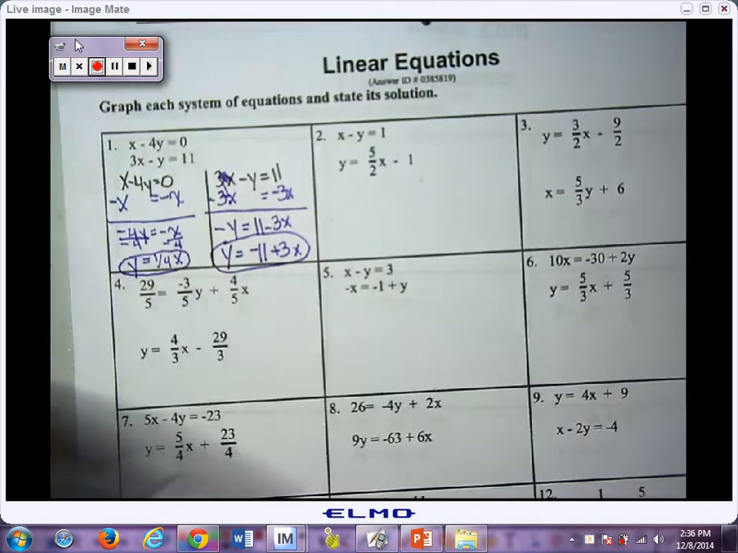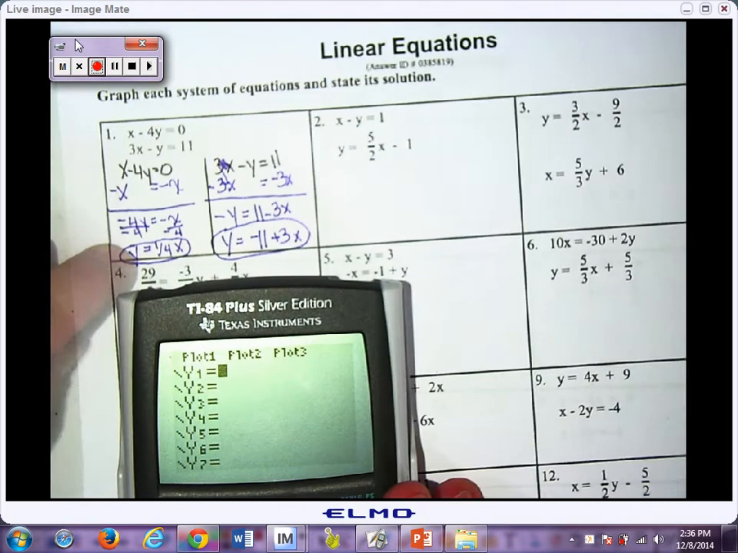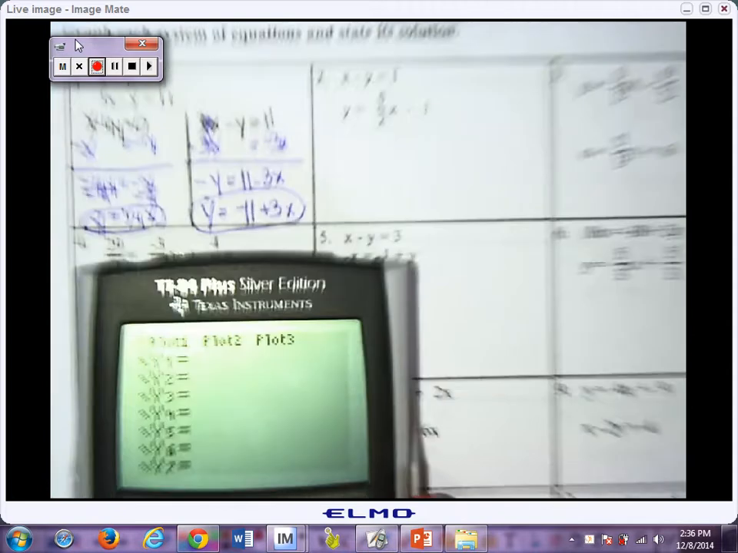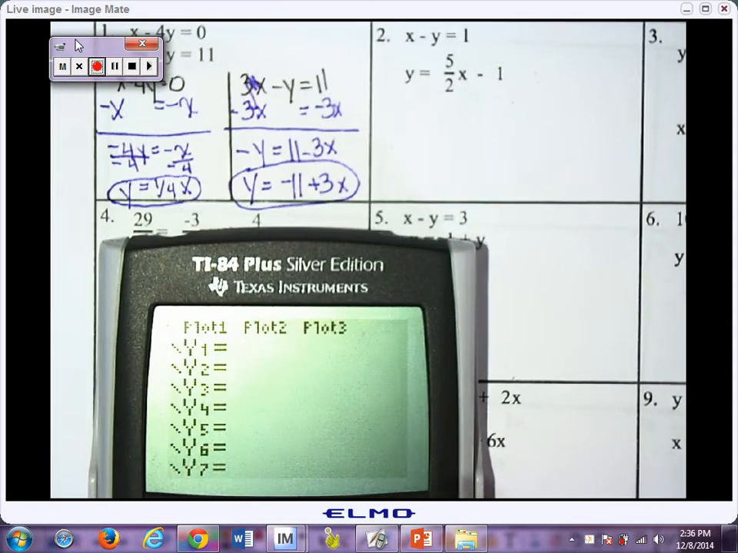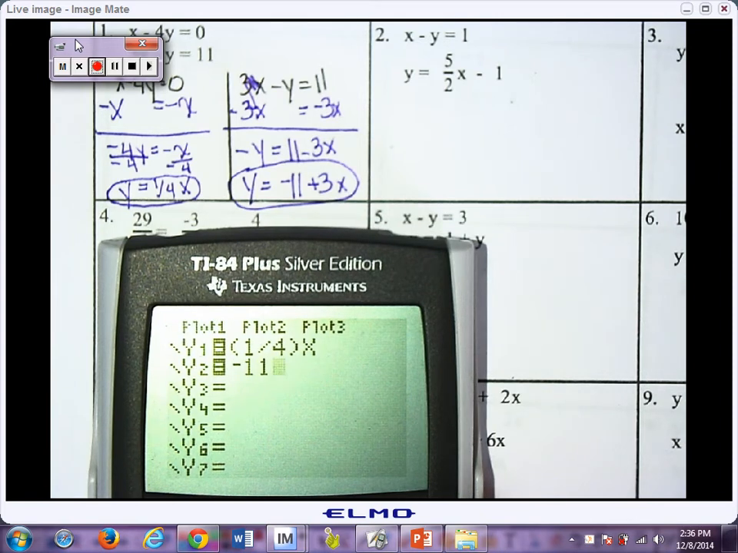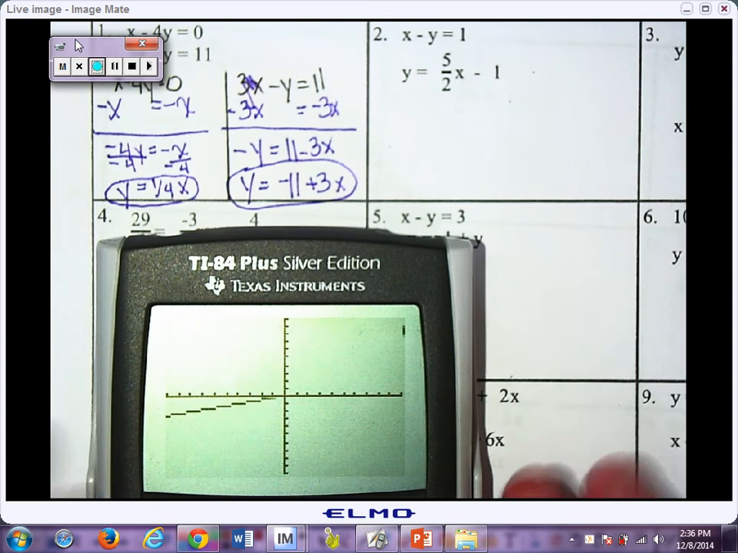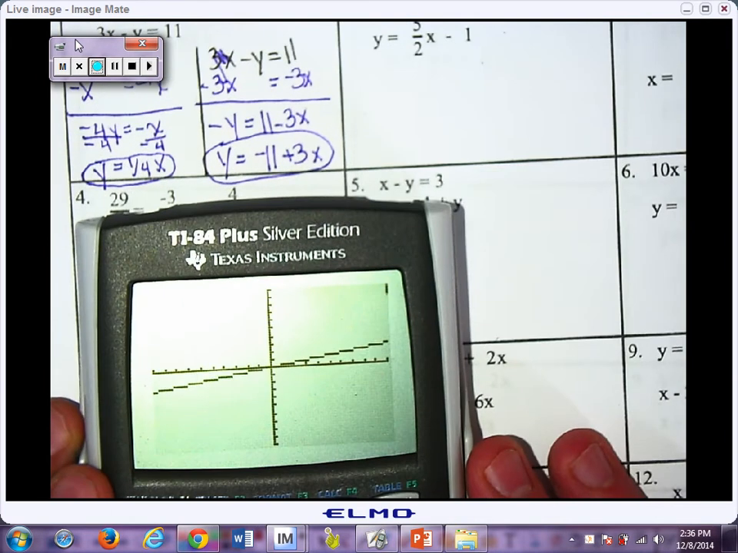I'm going to go ahead and enter those into my calculator. On my first line, I'm going to enter 1/4 x. In order to do that, I have to enter 1/4 as a fraction, so it'll be 1 divided by 4, and then x. Next, my second line, which is negative 11 plus 3x. Now I'm going to go to Zoom Standard. That's your regular 10 by 10 graph. And I'm going to watch the lines appear on my screen ever so slowly.